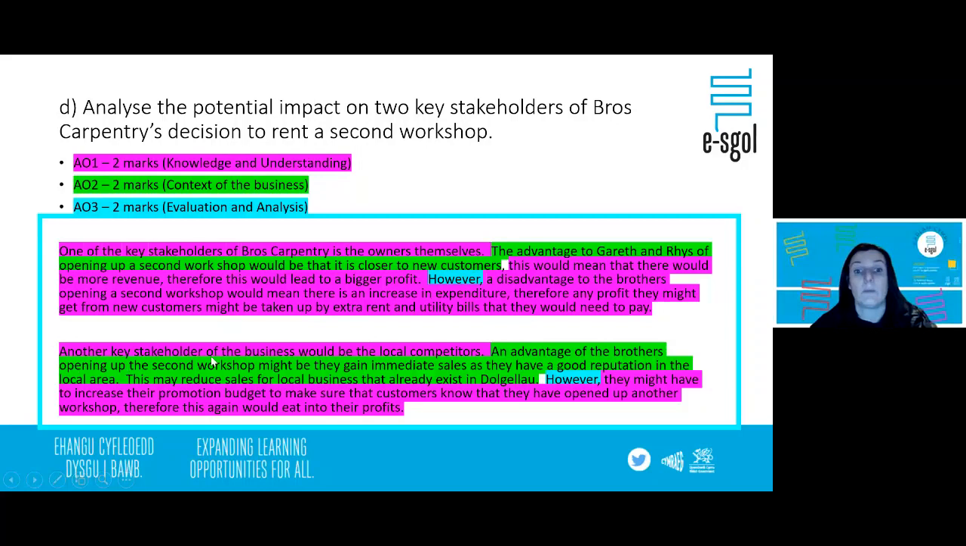Another key stakeholder of the business would be local competitors. An advantage of the brothers opening up the second workshop might be that they gain immediate sales as they have a good reputation in the local area. This may reduce sales for local businesses that already exist in Dolgellau. However, they might have to increase their promotion budget to make sure that customers know that they have opened up another workshop. Therefore, this again would eat into their profits.